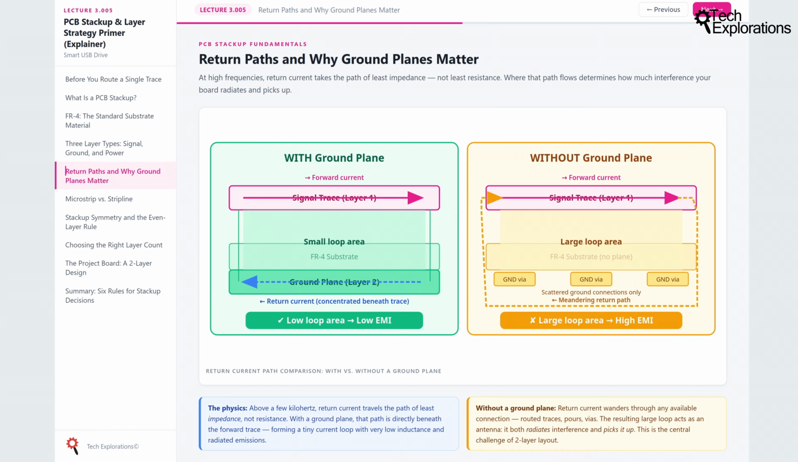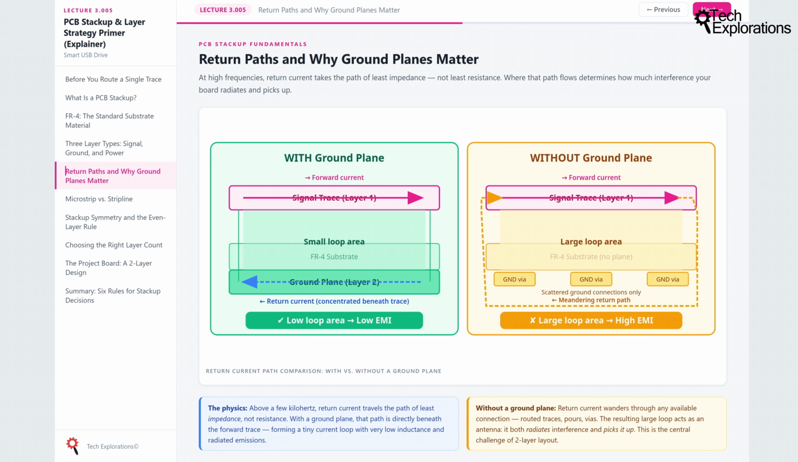If we remove the ground plane, the return current will have no direct path. It must find its way back through whatever ground connections exist. It may be routed through traces, ground pours, or can jump through vias. The return path wanders, and then the loop area becomes large. A large loop area is an efficient antenna. It both radiates interference and picks it up.